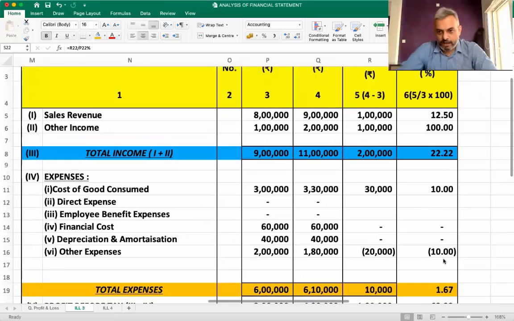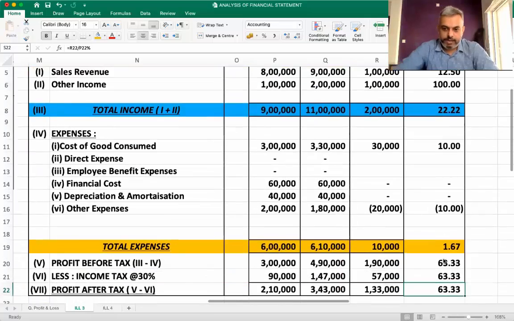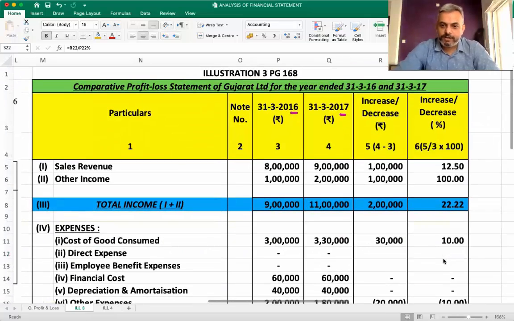1.67%. So this is how we do the analysis, because it is year to year. This way we are comparing. It is known as horizontal. Okay. That's why it's known as a horizontal statement.